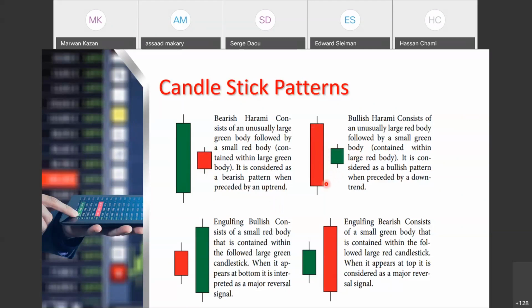But this shows us that we have a buying power because the price gapped up. You know, this opened here, closed here. The next day it opened here and it went up. This shows us that the selling power is exhausted now and we have now a buying power.